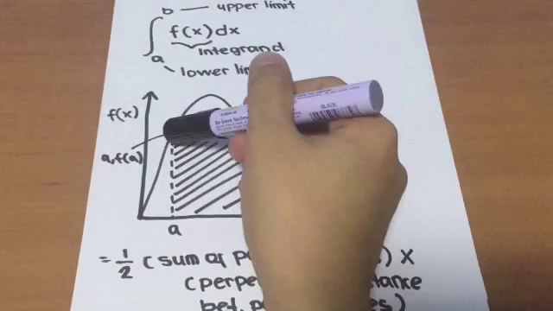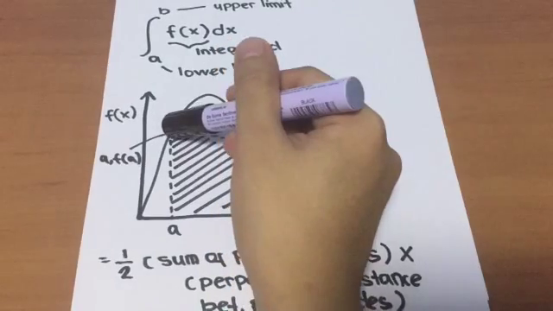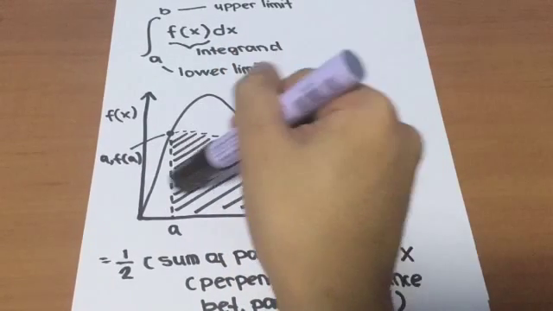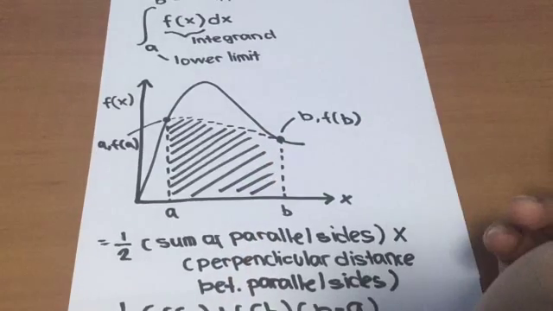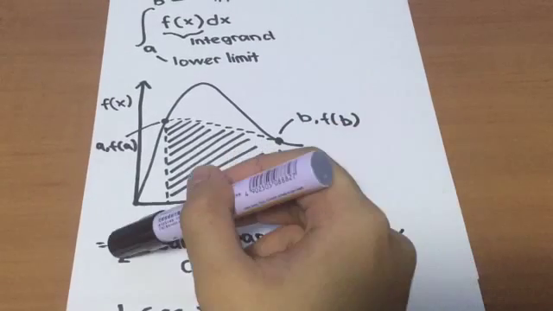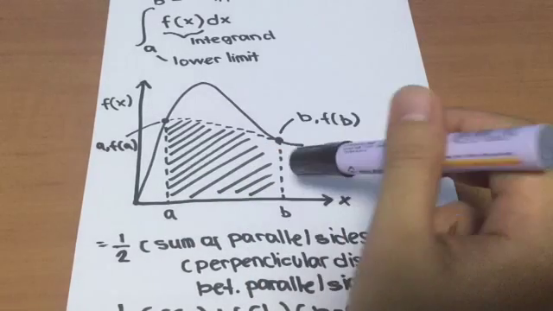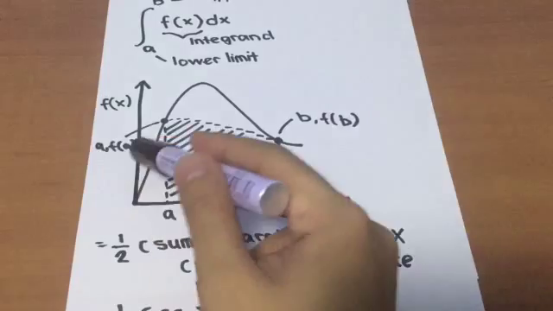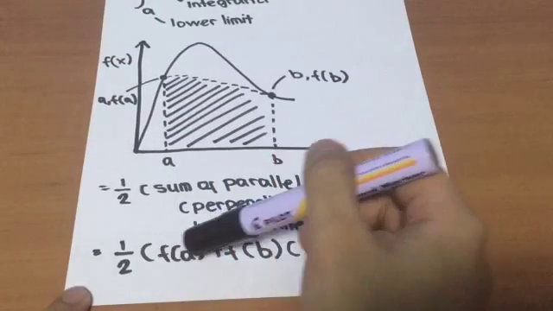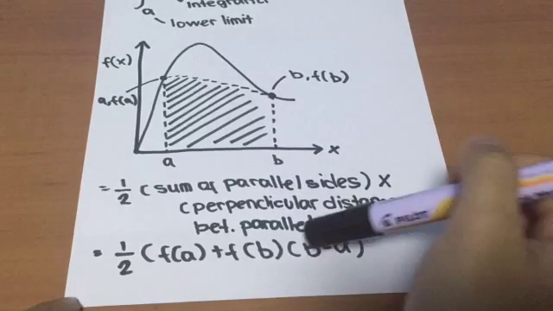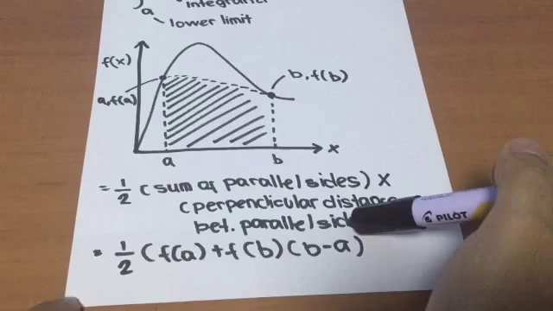We look at a and b. We have a, f of a, and b, f of b. Draw a straight line from a to b, and we want to know this part right here. So from that graph, we have 1/2 times the sum of parallel sides times the perpendicular distance between parallel sides, or we can simply say that it is 1/2 times f of a plus f of b times b minus a. That's it.